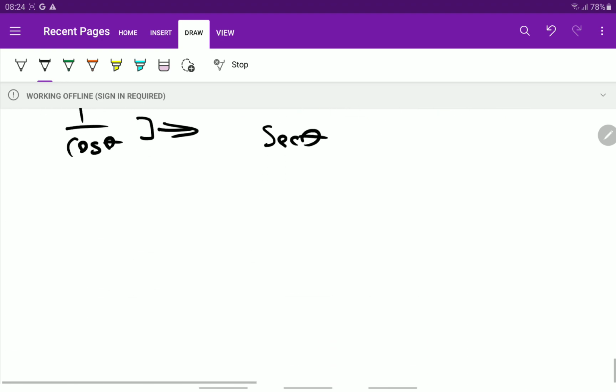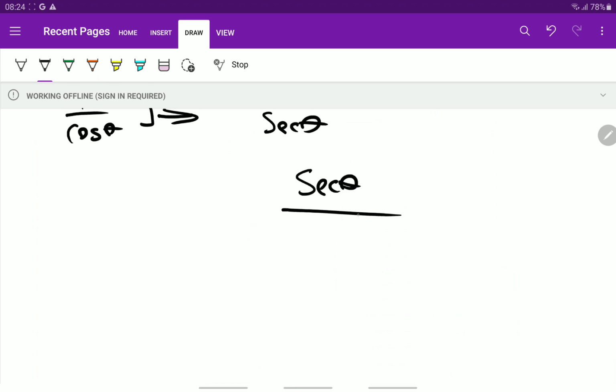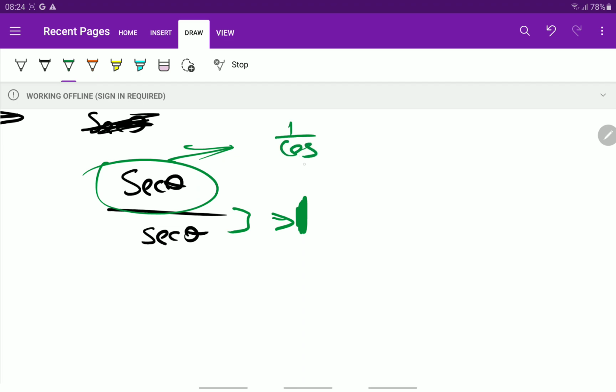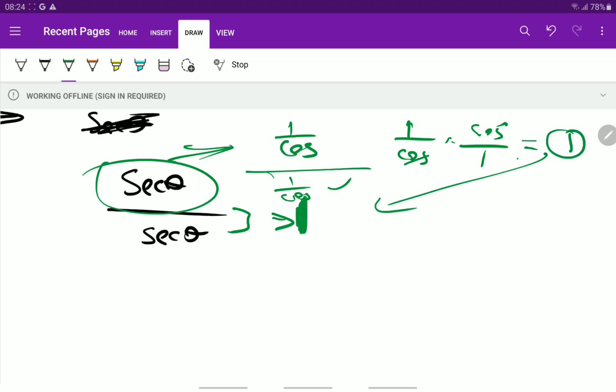Now let's look at the top one. The top was secant theta over, now the denominator is secant theta. So anything divided by itself is 1. So that is our answer. A common mistake that people make is to expand the secant theta to 1 over cos over 1 over cos, and then multiply 1 over cos into cos over 1. You get the same answer, but do you really want to waste that much more time? With more practice, you will get the shorter method of doing this.